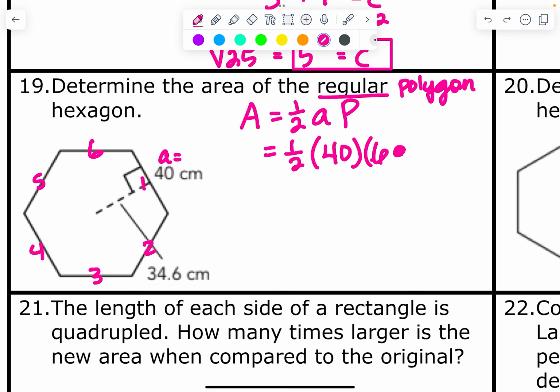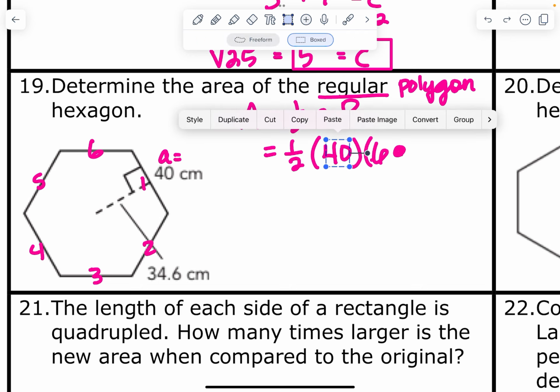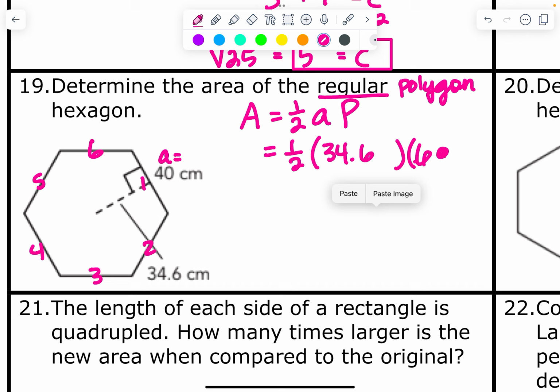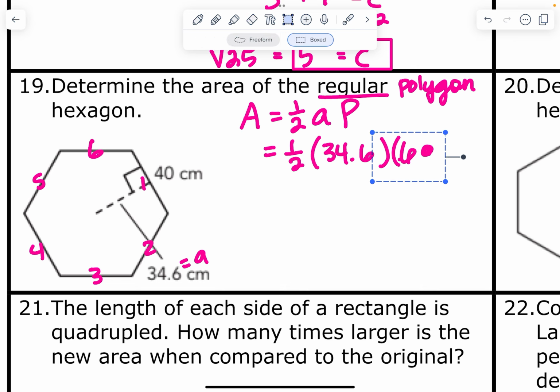Lord help me. Y'all really going to let me sit here and make these mistakes? Shame on you. Delete that. That's not the apothem. I'm tired. 34.6 is the apothem. This is the side length. Apologies. All right, so we're going to have to do 6 times 40.